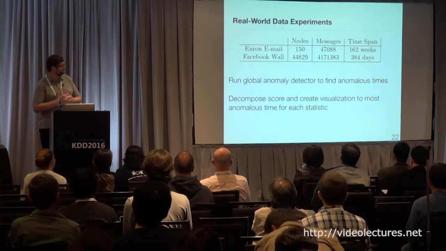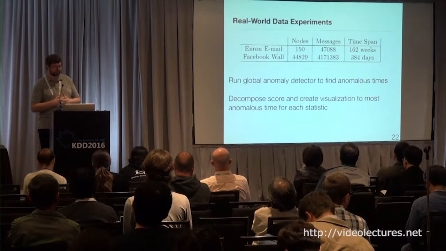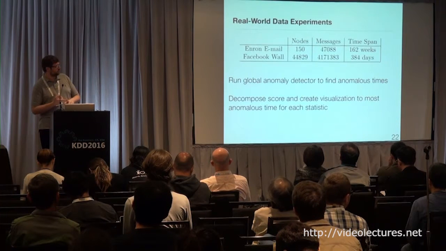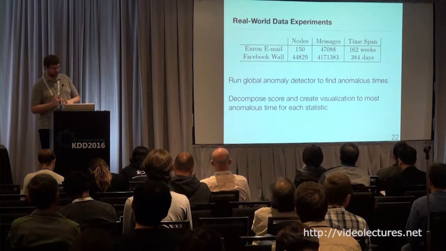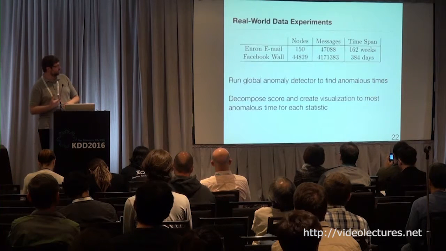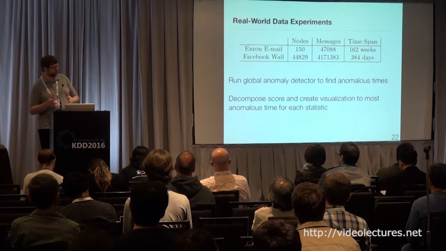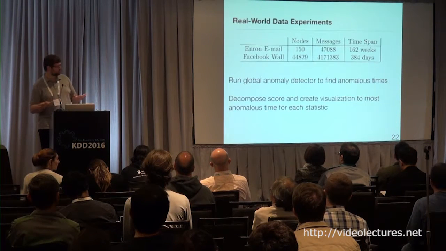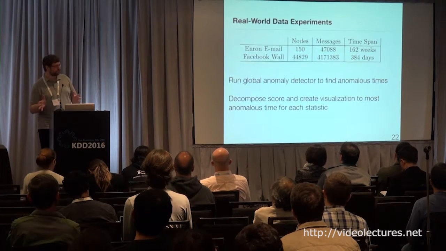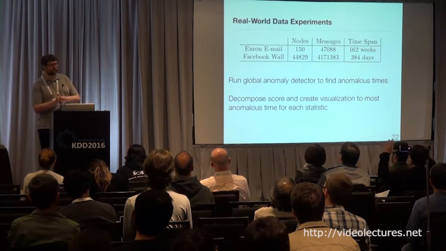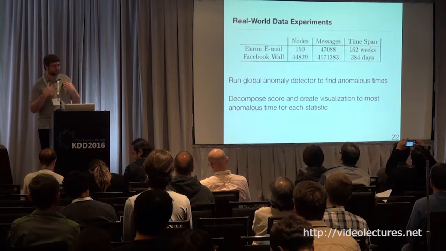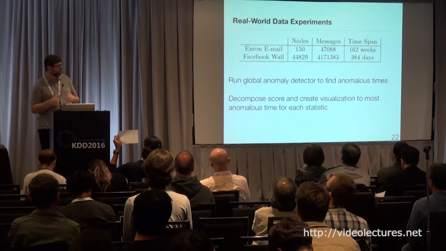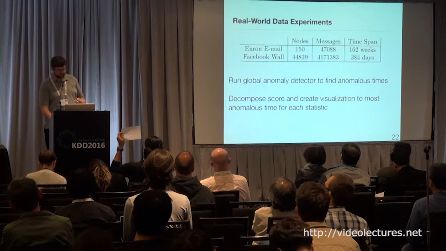All right, now let's take a look at some of the real-world data experiments we did. We used two main data sets, the set of email communications from the Enron Corporation, and also a set of Facebook wall postings taken from Purdue University students. The approach here is that we ran the global anomaly detector to find all the anomalous times in the sequence. For the anomalous time that produced the highest score, we did the decomposition and the visualization. And then I'm going to provide you what those visualizations are.